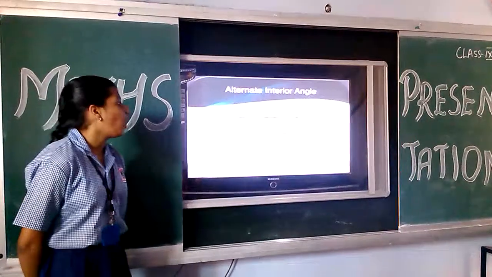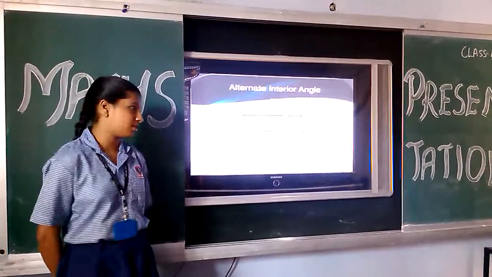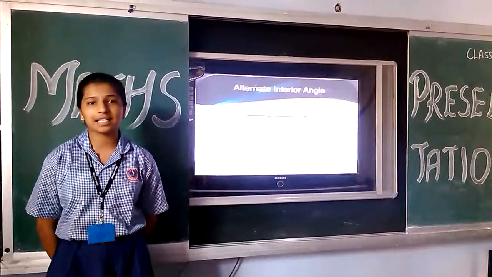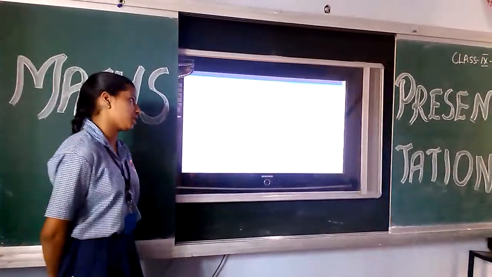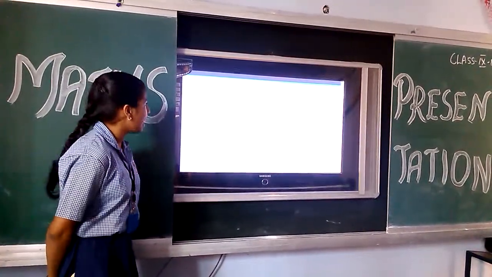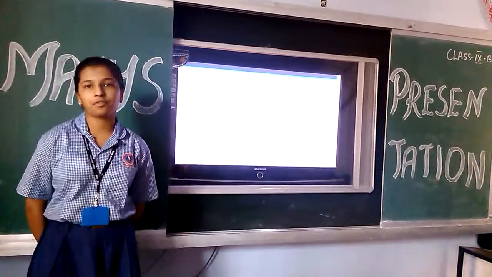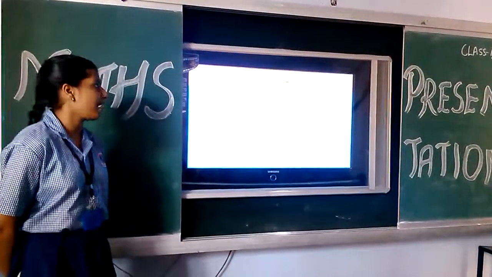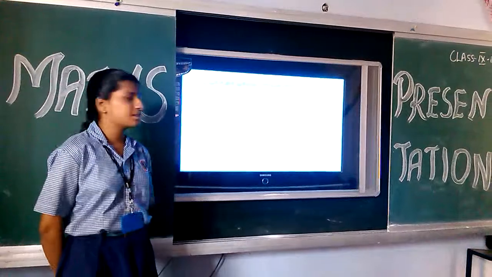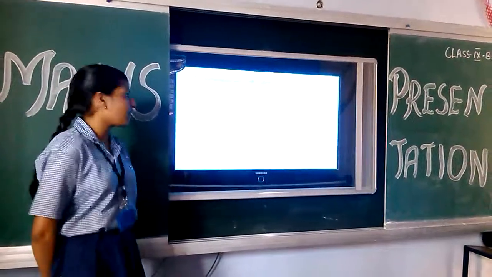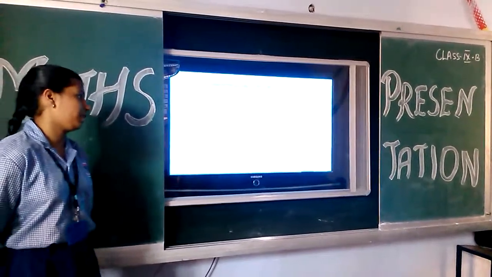Next is alternate interior angles. When two parallel lines are cut by a transversal, two angles between the parallel lines on opposite sides of the transversal are known as alternate interior angles. Next, alternate exterior angles. Two angles that lie outside the parallel lines on opposite sides of the transversal are known as alternate exterior angles. Next are consecutive interior angles. Two angles that lie between parallel lines on the same side of the transversal are known as consecutive interior angles.